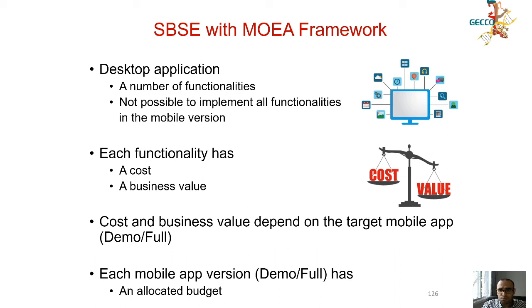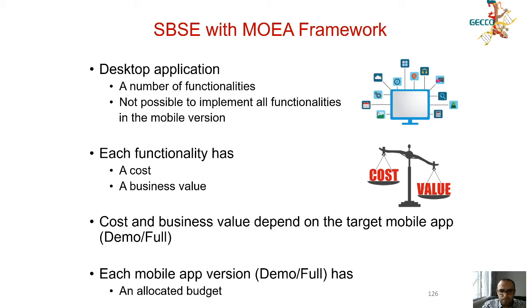So the objective is to select the optimal set of functionalities that provide the highest business value, but of course, without exceeding the allocated budget. In this situation, one of the ideal solutions is to formulate the problem as a multi-objective optimization problem. The software migration problem that we will be solving in this case is very similar to the knapsack problem, except that we now have two versions, a demo and a paid full version, instead of a single knapsack to hold the required functionalities to be provided for the end users.